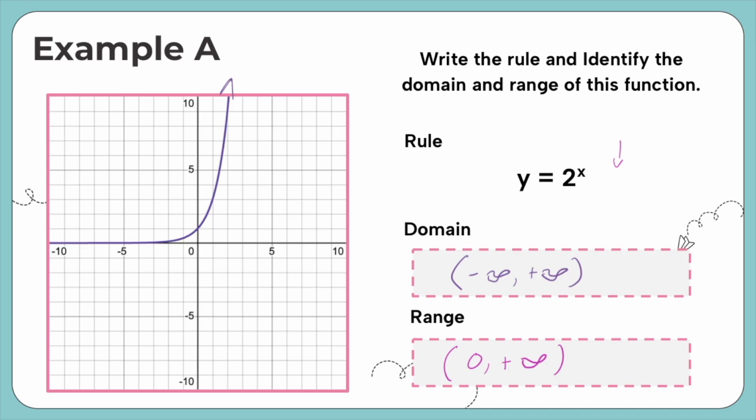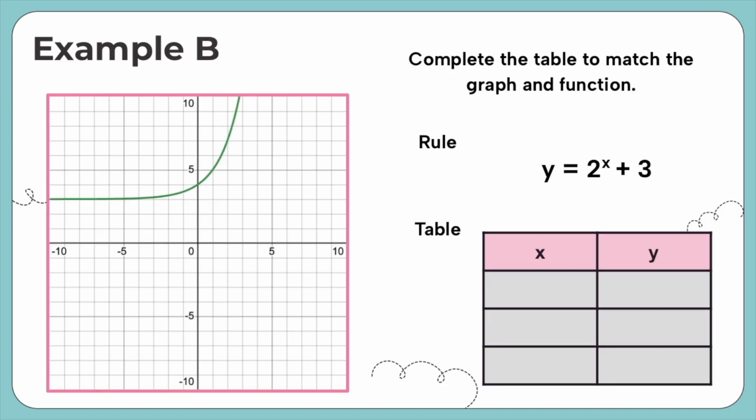Now let's take a look at example B. Here in example B, it says complete the table to match the graph and the function. So we've got a table there that we've got to complete, and they've already given us the rule. Now we can do this one of two ways. If they've given us the graph, we can pick points on the graph. So I see that there's a point here and a point here and a point here. So I could select points that are integers on the graph and substitute them in my table.